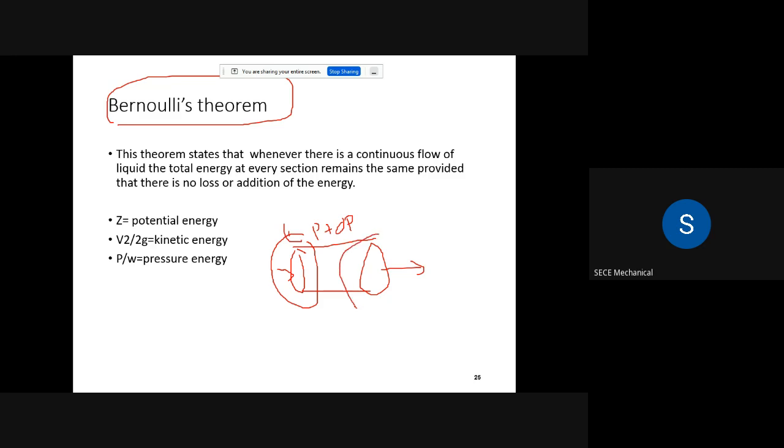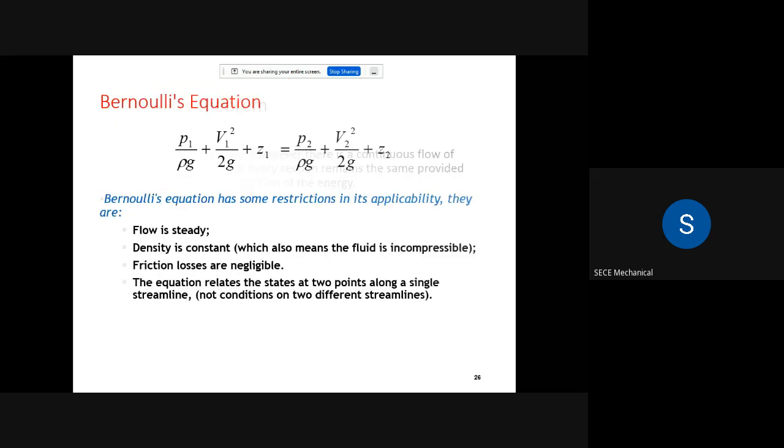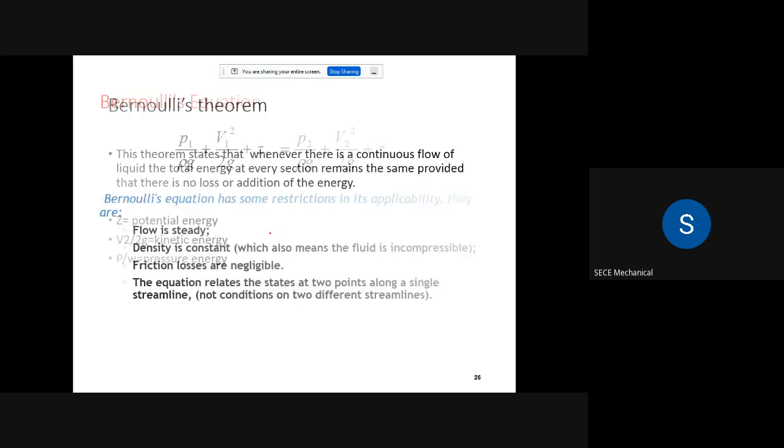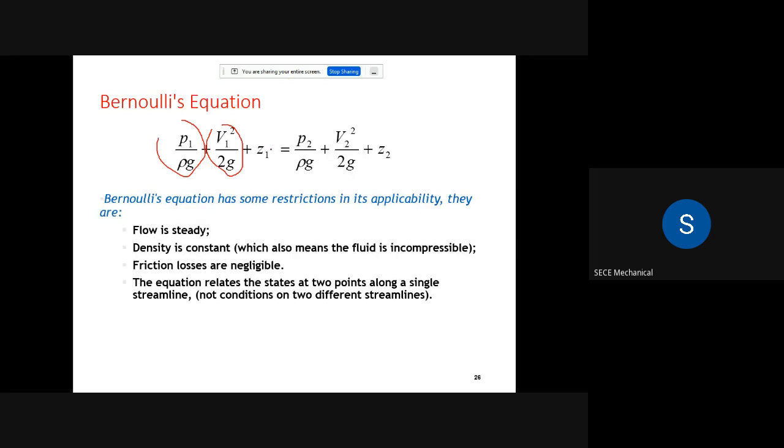So அப்போ these three energies at inlet, that is at section 1, is equal to that at another section. அப்படின்னா என்ன? That is pressure energy, that is P1 by rho g, and the kinetic energy V1 square by 2g, and the datum that is called as Z, potential energy. Right? So V square by 2g is called as kinetic energy, and P by rho g is called as pressure energy. So the sum of these three energies at section 1 is equal to that at section 2. That principle is called as Bernoulli's equation.